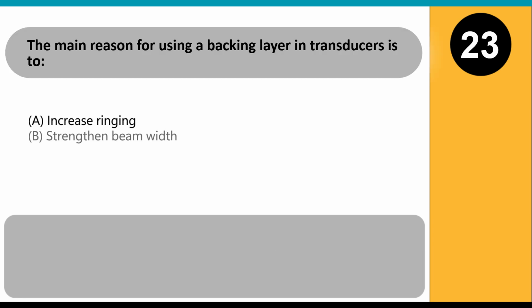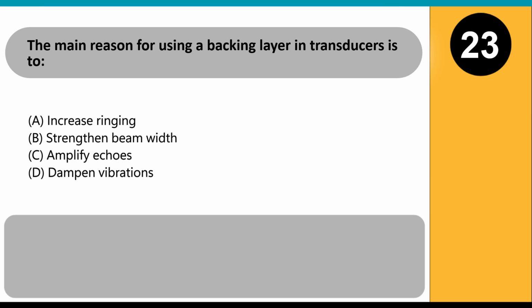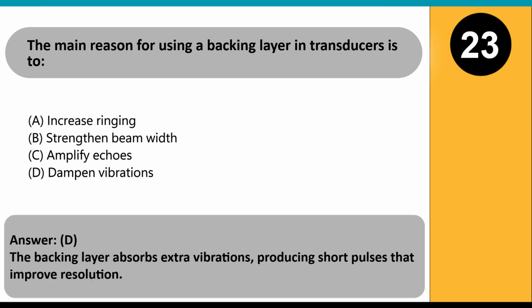The main reason for using a backing layer in transducers is to A. Increase ringing, B. Strengthen beam width, C. Amplify echoes, D. Dampen vibrations. Answer D. The backing layer absorbs extra vibrations, producing short pulses that improve resolution.